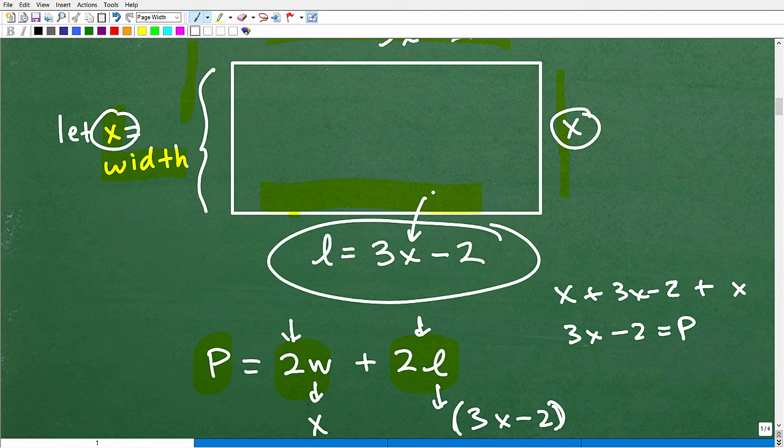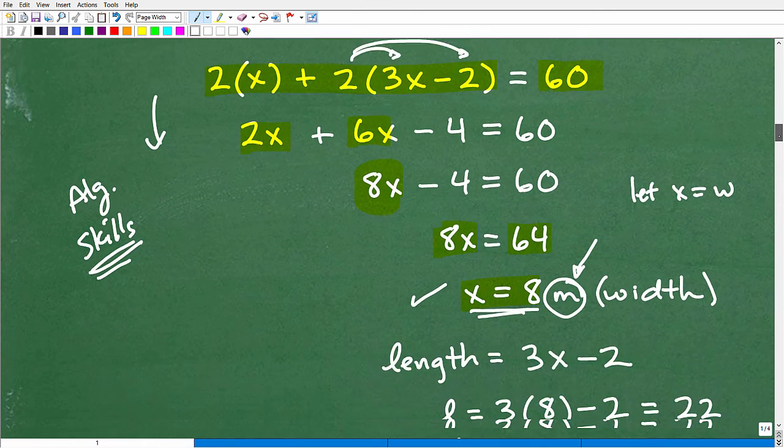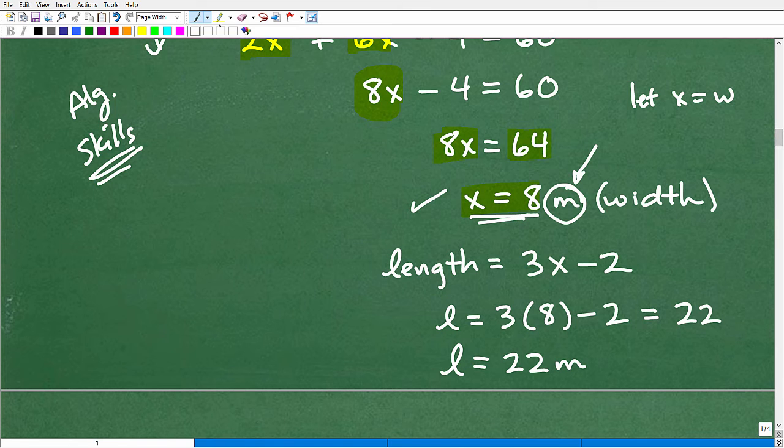And remember, the length was equal to 3x minus 2. So now that I know that x is equal to 8, I could just plug that into my 3x minus 2 right down here. So now that I have x, I'm going to plug in 8 for x right there. So I have 3 times 8 minus 2, or 24 minus 2 is 22. But again, we're talking about units of measure. So the length is 22 meters.